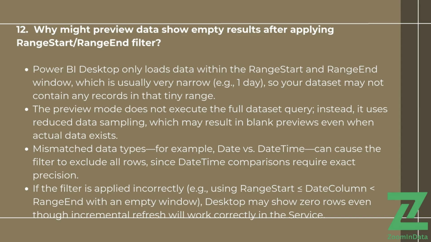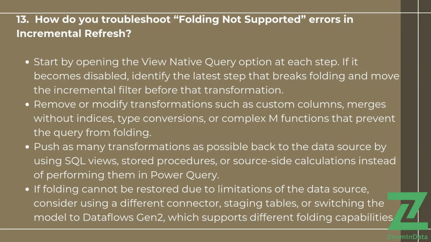Mismatched data types, for example, date versus date time, can cause the filter to exclude all rows, since date-time comparisons require exact precision. If the filter is applied incorrectly, e.g., using range start is less than or equal to date column less than range end with an empty window, Desktop may show 0 rows even though incremental refresh will work correctly in the service.